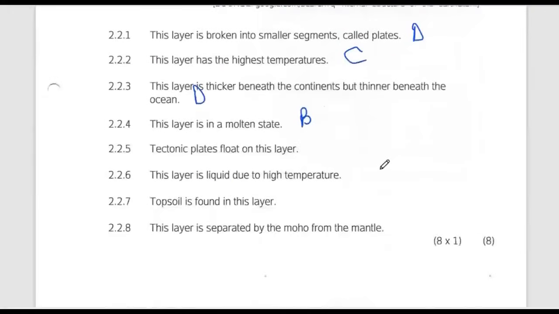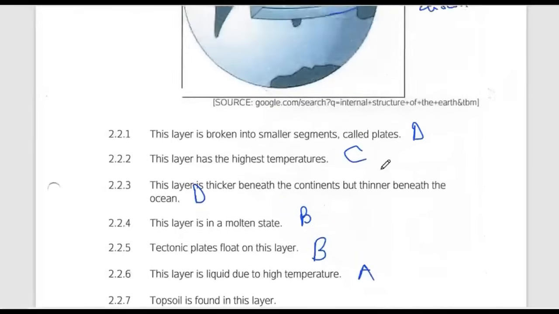Then tectonic plates float on this layer. It's also B, they float on the mantle. Then this layer is liquid due to high temperature. That is layer A, right?